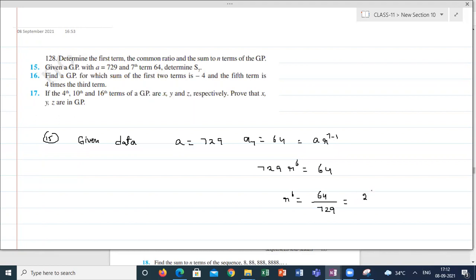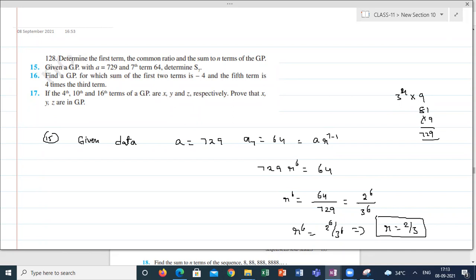64 can be written as 2 power 6. 729: 3 cube is 27, 3 power 4 is 81, into 9 is 729. So this can be written as 3 power 6. So R power 6 is equal to 2 power 6 by 3 power 6. From here, R is equal to 2 by 3. If I got the R value, it will be easy to calculate the S7.